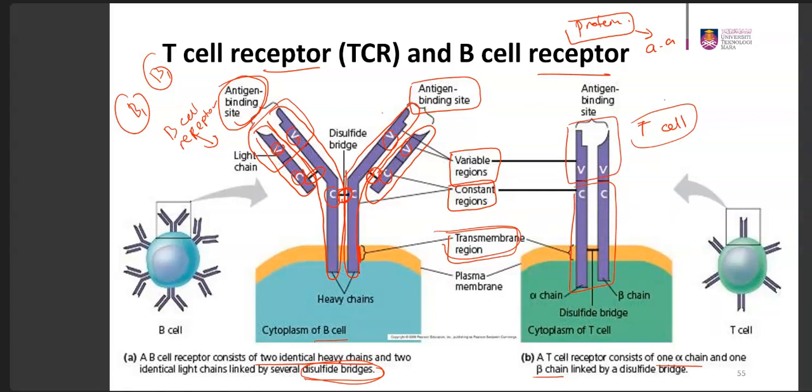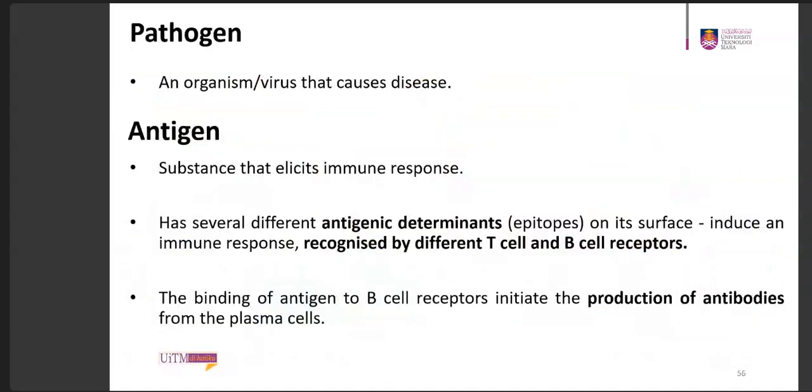The sequence of amino acids for the variable region from one T cell to another T cell will be different because it determines the antigen binding site. So different T cells will bind to different antigens. Okay, so this is determined by the variable region due to the different sequence of amino acids, at the variable region.